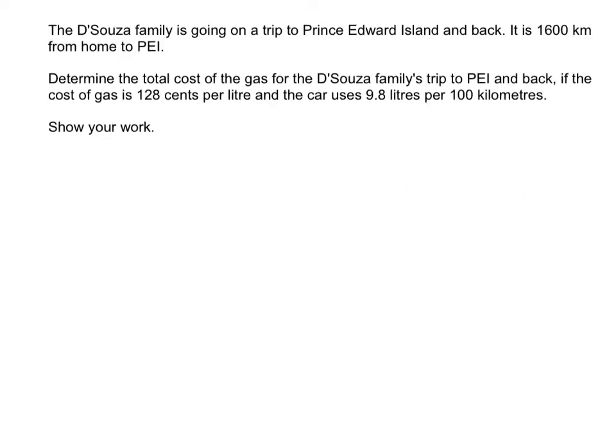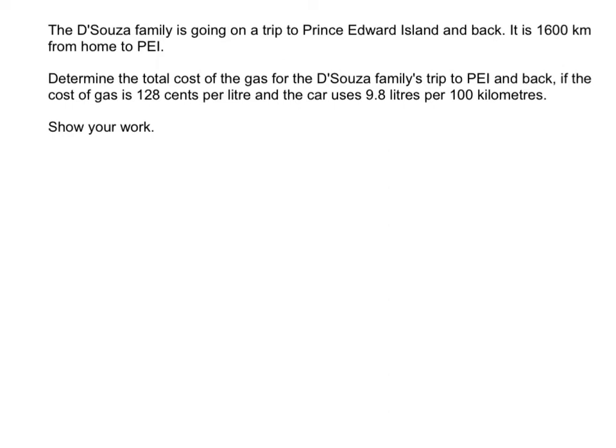The D'Souza family is going on a trip to Prince Edward Island and back. It is 1,600 kilometers from home to PEI. Determine the total cost of the gas for the D'Souza family's trip to PEI and back if the cost of gas is 128 cents per liter and the car uses 9.8 liters per 100 kilometers. Show your work.